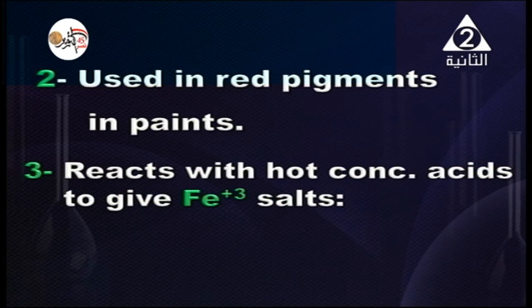So, my dear students, we can differentiate between iron 2 salts and iron 3 salts, and also between iron 2 oxide and iron 3 oxide, by the reaction of the iron oxide with acids. In the reaction of iron 2 oxide and iron 3 oxide with dilute acids, only iron 2 oxide dissolves and reacts, while iron 3 oxide doesn't react, as it reacts only with hot concentrated acids.